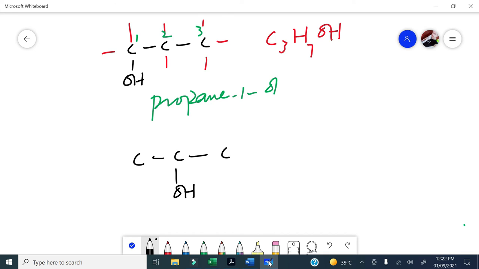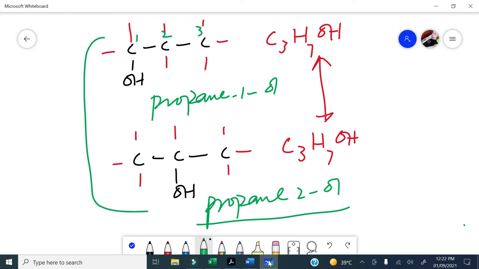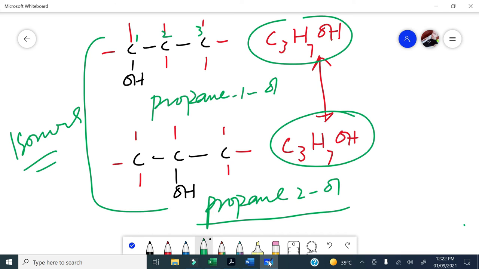Okay, now if I'm writing another one, which is the isomer of this propanol, the OH is exactly here. So I'm going to note down 1, 2, 3, 4, 5, 6, 7 of the hydrogens are there. So it also has the same C3H7OH formula. The molecular formula is the same, you can see here, and it is called propan-2-ol. Okay, so these two are actually isomers of each other, because they have the same molecular formula, but you can see their structural formula is different from each other.